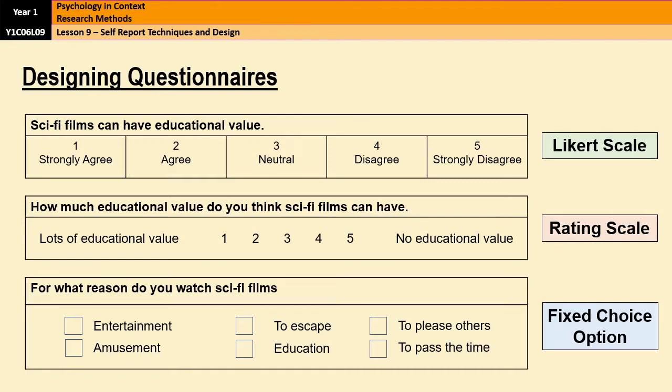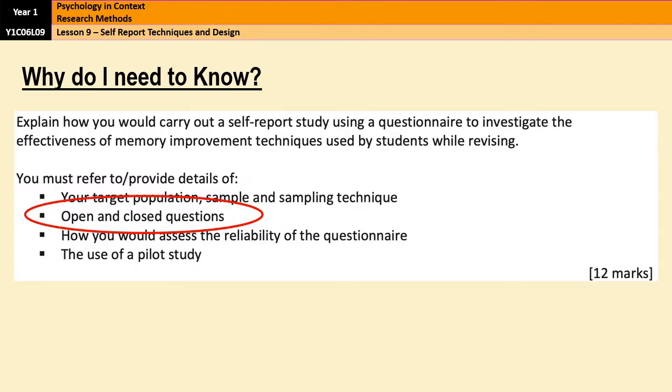So you might be wondering why this type of stuff is important. I mean, you've obviously all seen things like that before. However, if you were ever to get a question, for example, a 12-mark designer study question, that asks you to carry out a self-report study, you might need to know, if it just asks you to talk about open and closed questions, it wouldn't be enough to just say, oh, I would use a closed question to gather quantitative data.